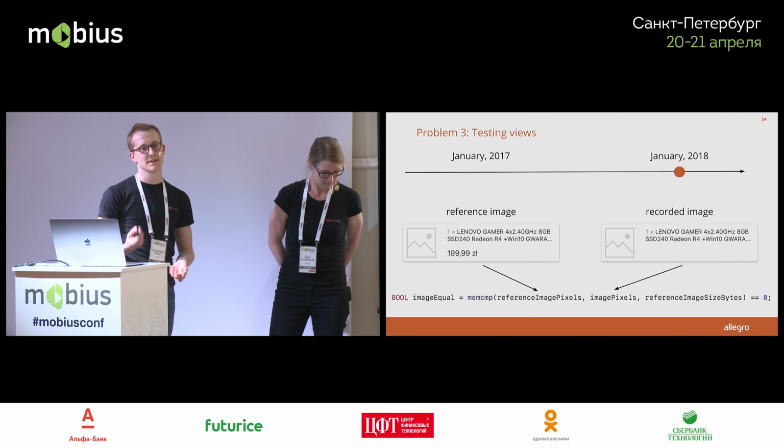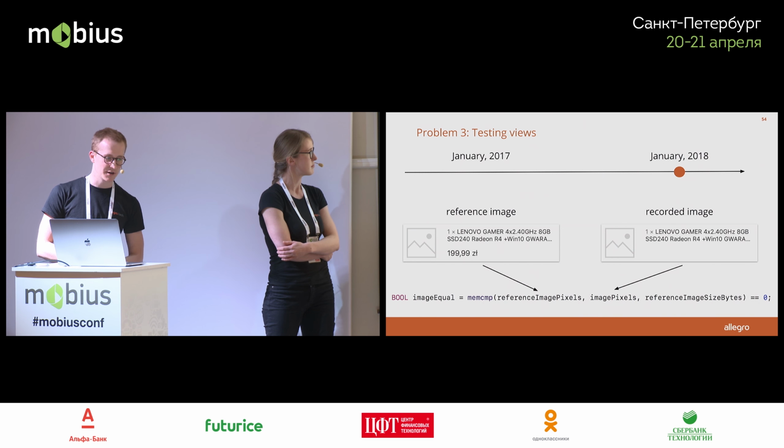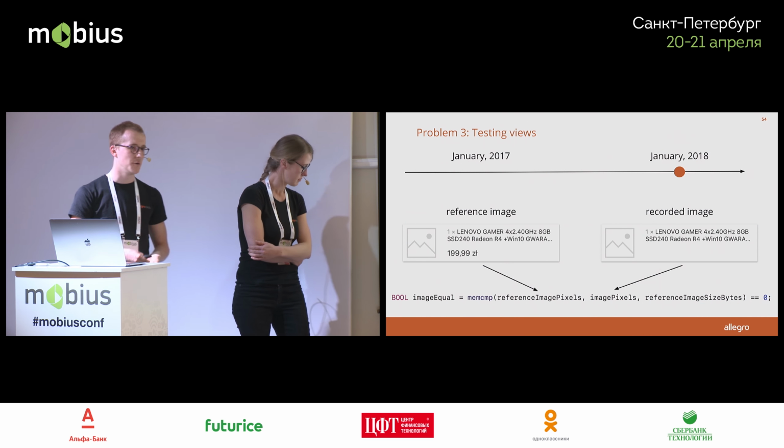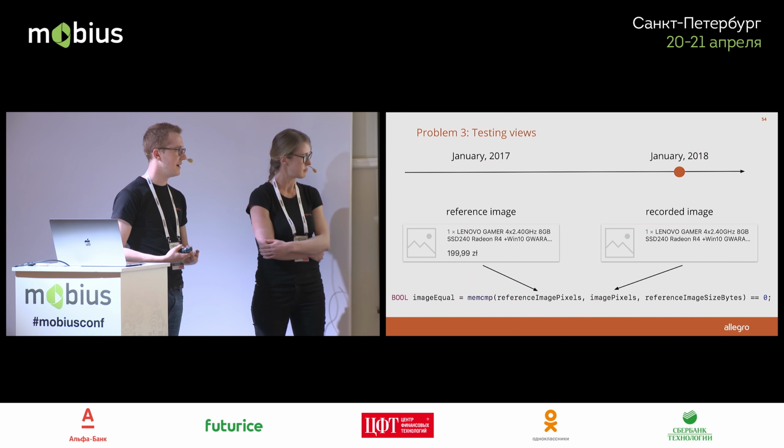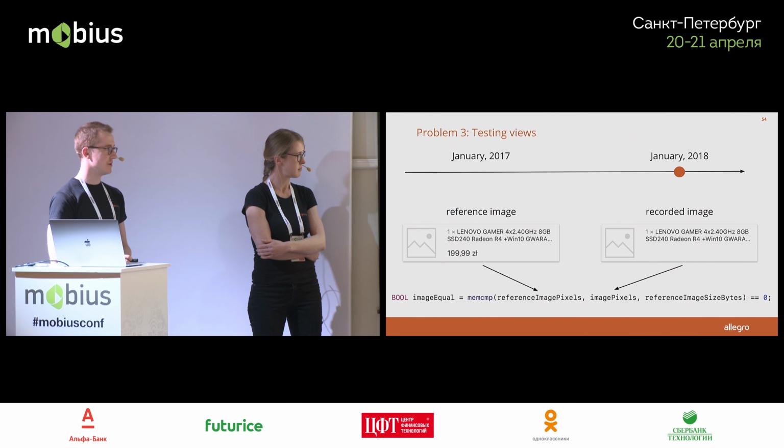Under the hood, the snapshot test case library is using the memcmp function to compare pixel buffers, so it won't iterate over every pixel value, and this is the fastest way possible to achieve that.